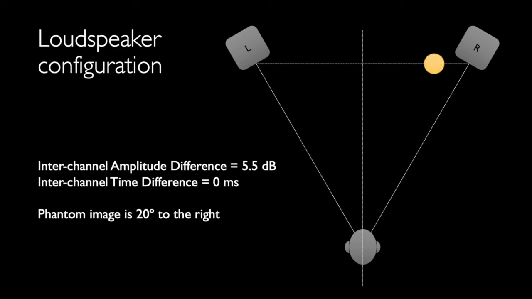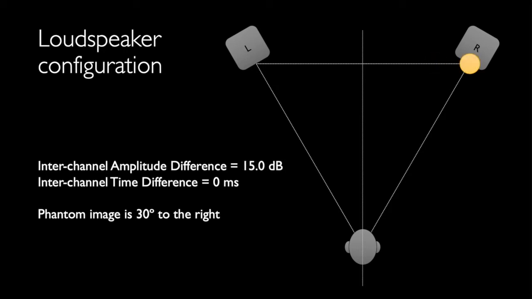Interchannel amplitude panning, 20 degrees right. The right channel is now 5.5 decibels louder than the left channel, and the interchannel time difference is 0. The image should appear to be positioned 20 degrees to the right of center, or 2/3 of the distance from the center to the right loudspeaker.